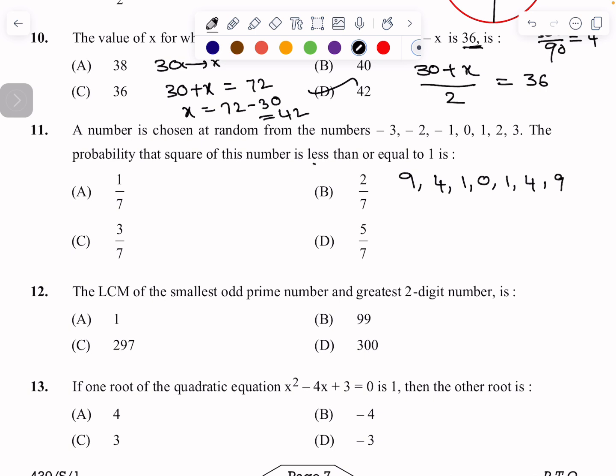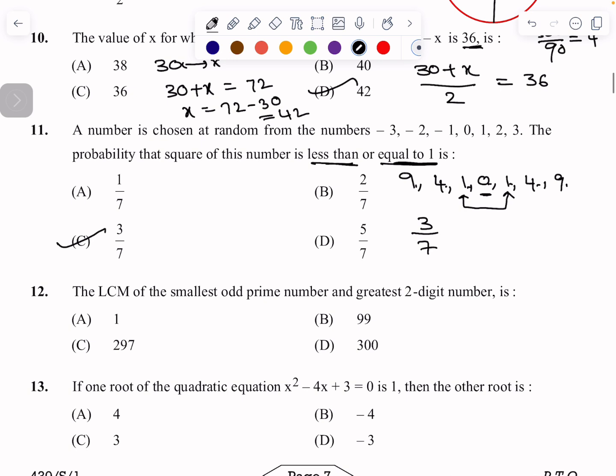Okay, so when you square all the numbers, we need the probability that the square of this number is less than or equal to 1. Less than 1, we have the value 0, and equal to 1 we have 2 values. In total we have 3 values. Out of the 7 values, 3 values give less than or equal to 1. So out of 7 we have 3 values. The answer is 3 by 7.